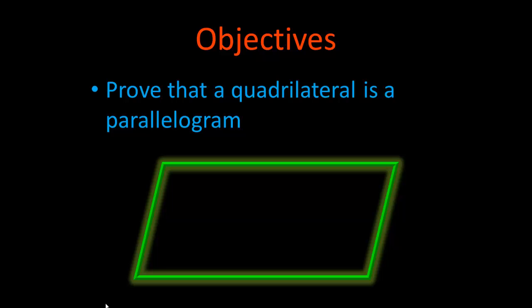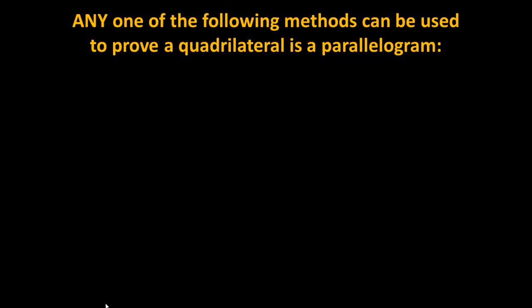But the reason we're doing this is because in the next section, you're going to be proving special types of parallelograms: squares, rectangles, rhombuses. And if you're not given that it's a parallelogram, you need to prove that it's a parallelogram first before you can move on and prove the special types, with a few exceptions, but we'll get into that later.